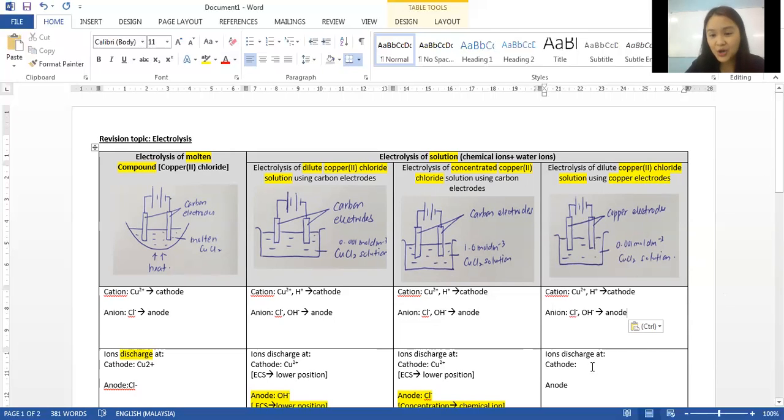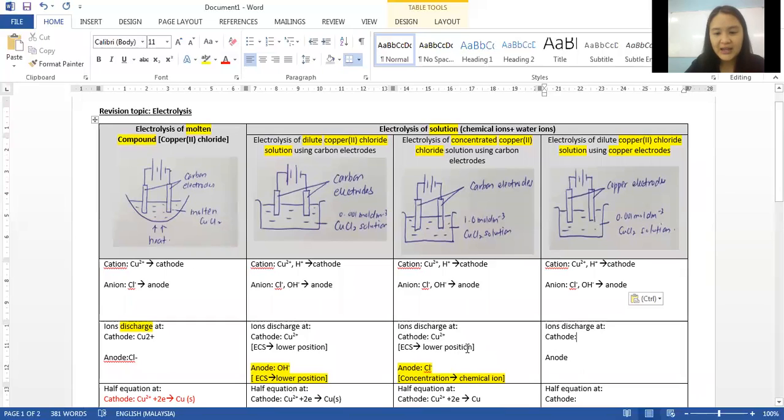And now I have to make a choice. Who should I choose at the cathode and who should I choose at the anode? At the cathode, the factor that affects your choice is always the ECS at this moment. So between Cu2+ and H+, you will be choosing Cu2+. However, at the anode, it can be affected by 3 factors. Now let's see, is it about the first factor? To recall, the first factor is type of electrode.